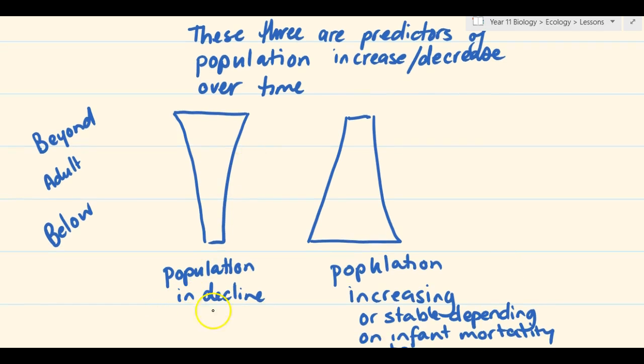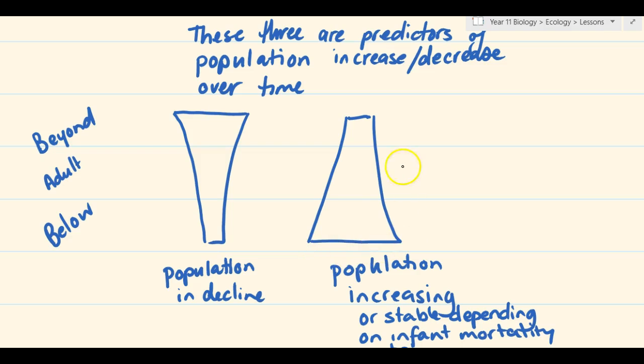Now here, the first one, when we look at this age structure, we've got the number of individuals that are below reproductive age, the number that are at reproductive age, and the number that are beyond reproductive age. And this is a population in decline because most of the individuals are actually beyond reproductive age. They cannot help produce more individuals for the species. There are fewer adults and even fewer infants, which means there are fewer individuals coming through that can add to the population. So unless there's a big change in factors here, this population is actually on the way out.